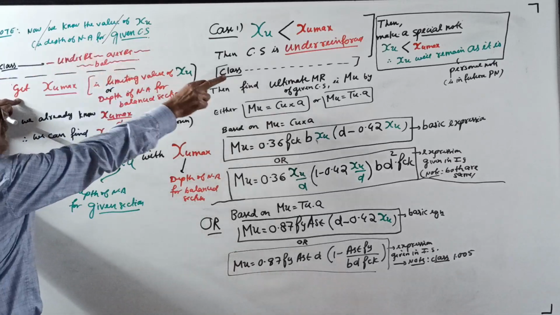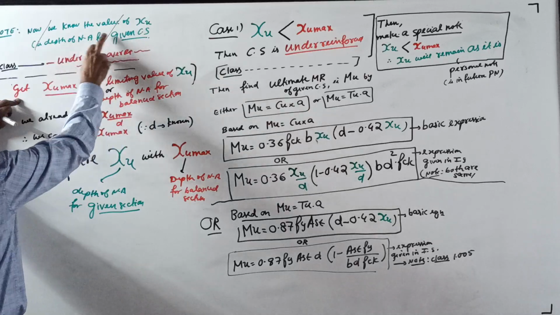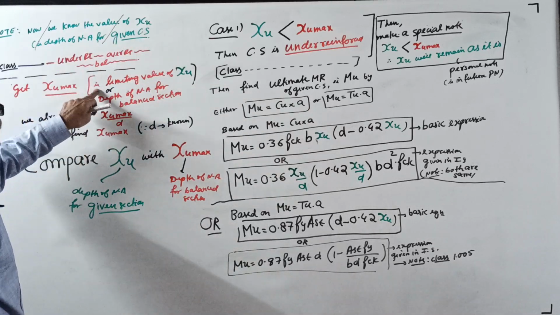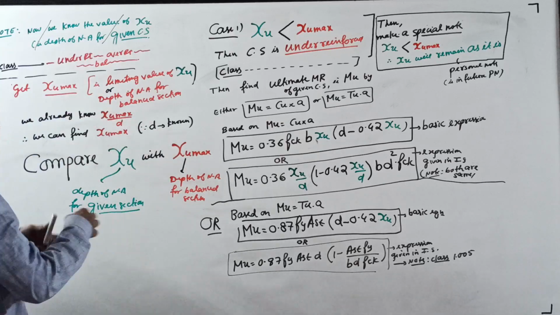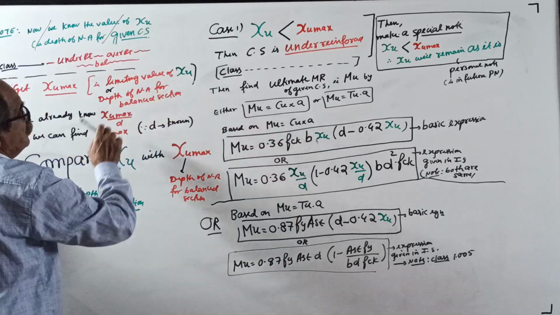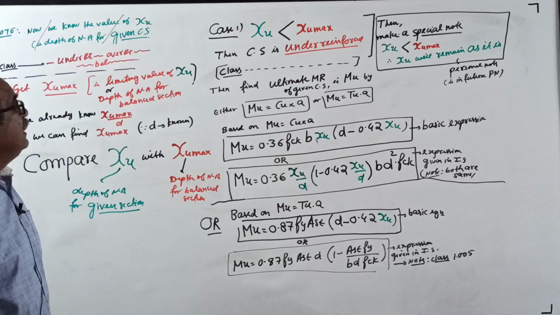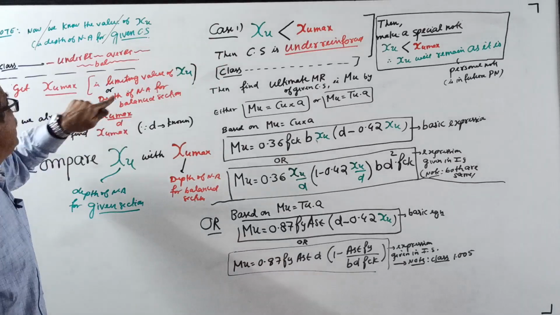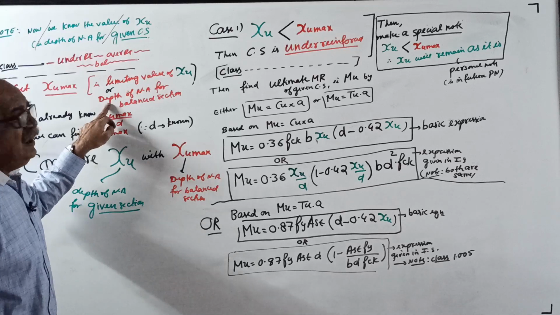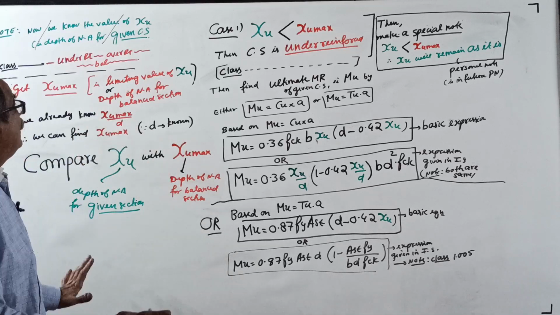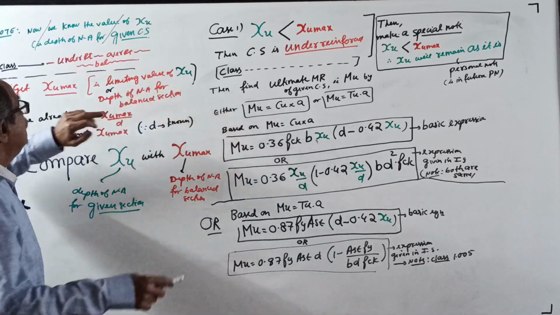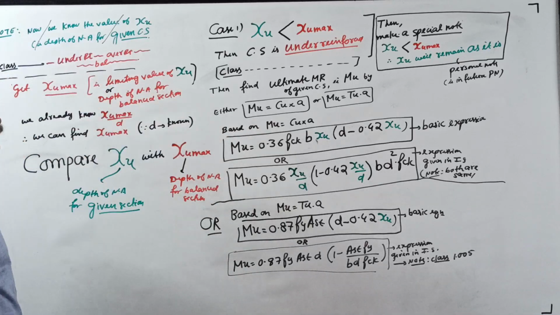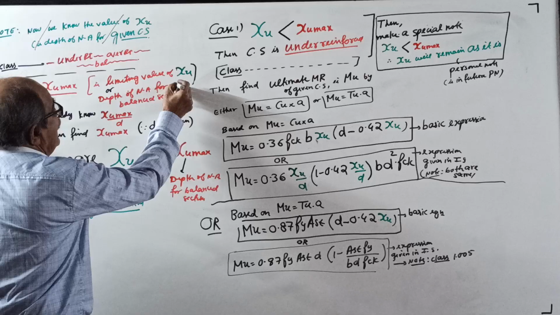Right, next step. We know the value of XU. Get the value of XU max. This is also told for you. It is the limiting value of XU as per IS code. Or you can say, from next time onwards, I will use depth of neutral axis for a balanced section. For a balanced section.